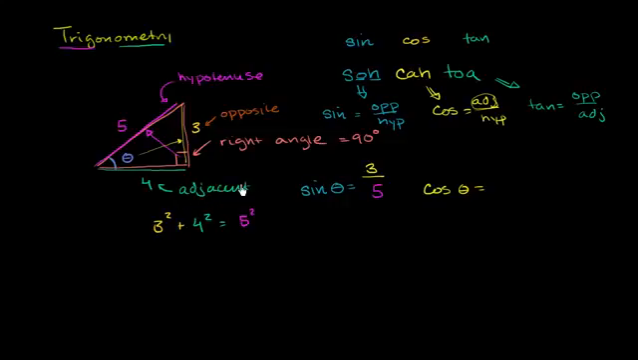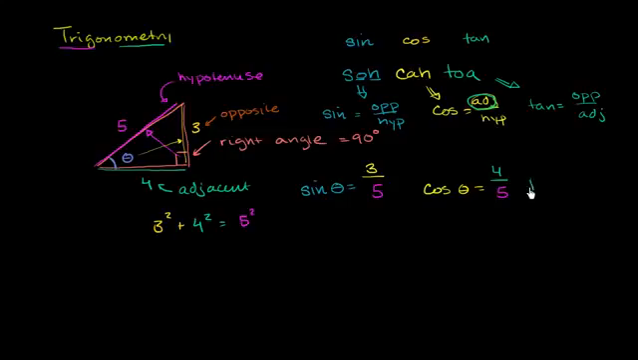Adjacent. And I want to be very clear. This only applies to this angle. If we were talking about that angle, then this green side would be opposite, and this yellow side would be adjacent. But we're just focusing on this angle right over here. So cosine of this angle, we hear about adjacent. Well, the adjacent side of this angle is 4. So it is adjacent over the hypotenuse. It's the adjacent, which is 4, over the hypotenuse. 4 over 5.